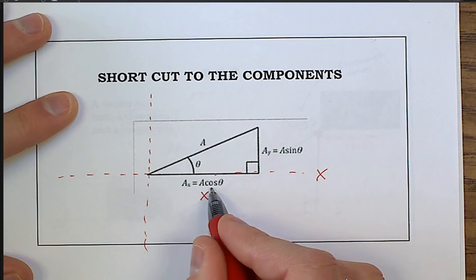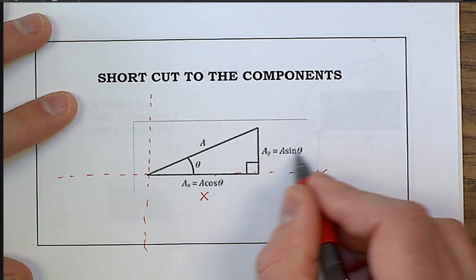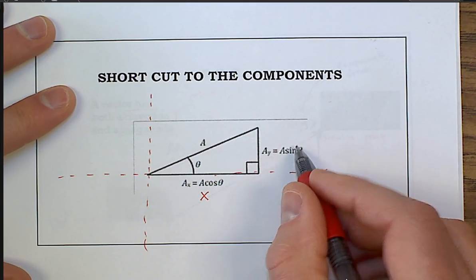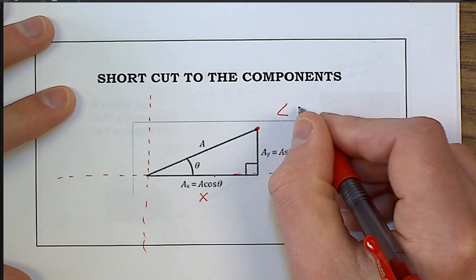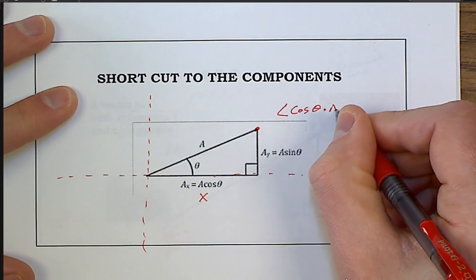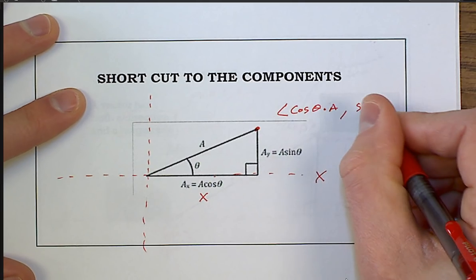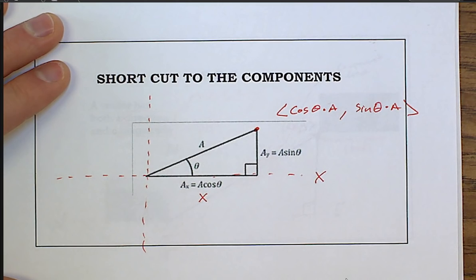It's whatever theta is, cos of that times A to find your x coordinate, and to find your y coordinate, it's always going to be sine. So again, I always write it this way: cos of theta times your magnitude, comma, sine of theta times your magnitude. And that is how you find your components, okay?